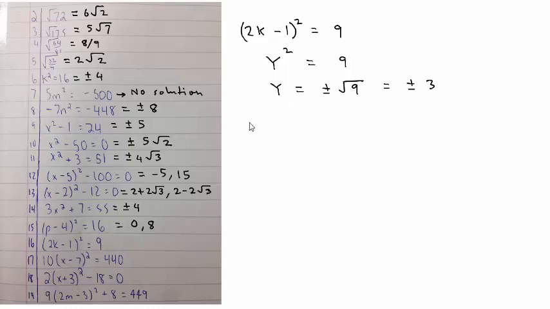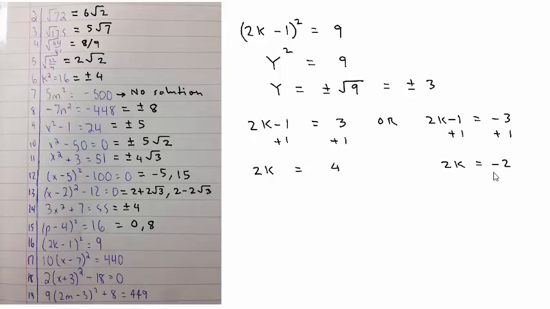But what's y? y is nothing but 2k minus 1. So either 2k minus 1 is equal to plus 3 or 2k minus 1 is equal to negative 3. Now we want k. Therefore, you add 1 to both sides. You can also add 1 in the same step over here. So we have 2k is equal to 4 over here, or 2k is equal to negative 3 plus 1 is negative 2. Divide both sides by 2.